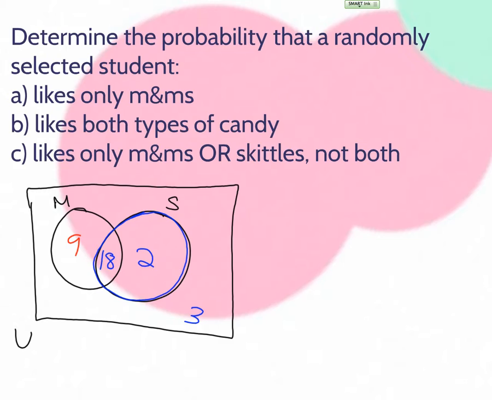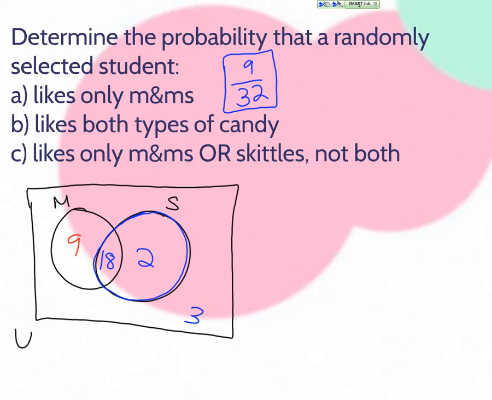So we know that probability is when we take the chance that the event happens over the total different events, the whole sample space. So I know that there are 32 students. So how many students only like M&Ms? So it's 9 over 32. Because I can't reduce it. You can get a decimal if you want.